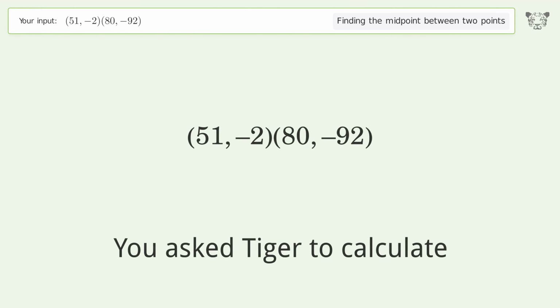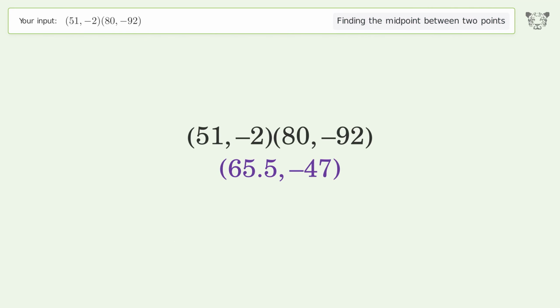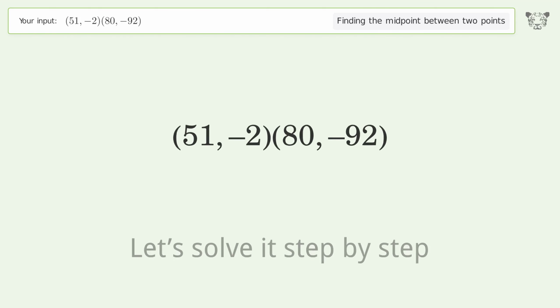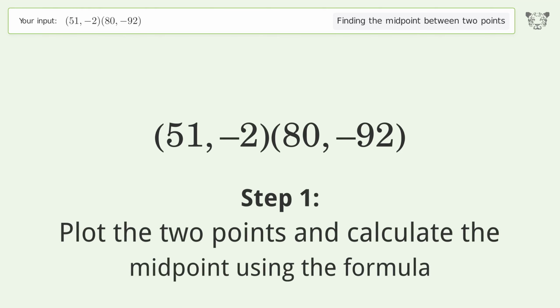You ask Tiger to calculate. This deals with finding the midpoint between 2 points. The midpoint between the 2 points is 65.5, -47. Let's solve it step by step. Plot the 2 points and calculate the midpoint using the formula.